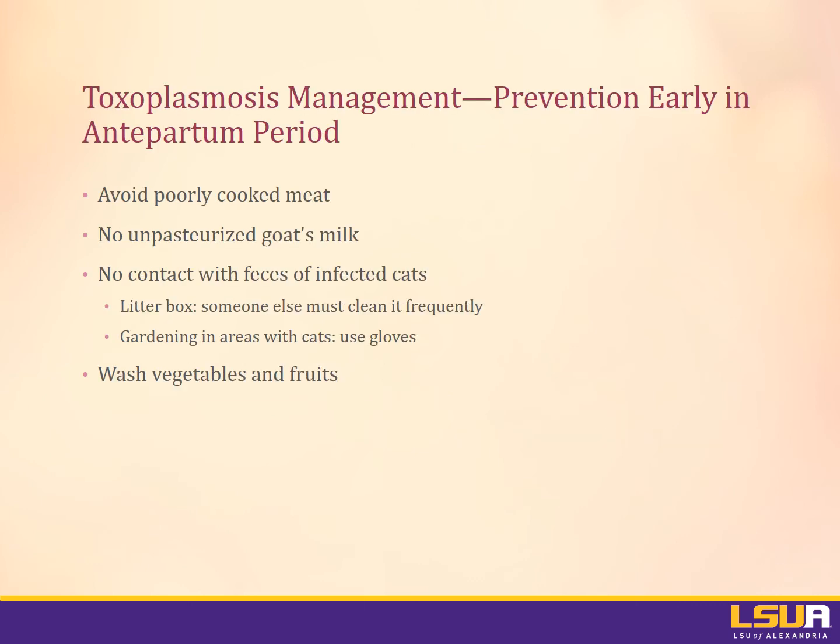Prevention in the early antepartum period: avoid poorly cooked meat and unpasteurized goat's milk, because feces from any animal, or especially cats, can get into this. No contact with feces of infected cats. Someone else should clean the litter box. If gardening in areas where there are cats, you need to use gloves.